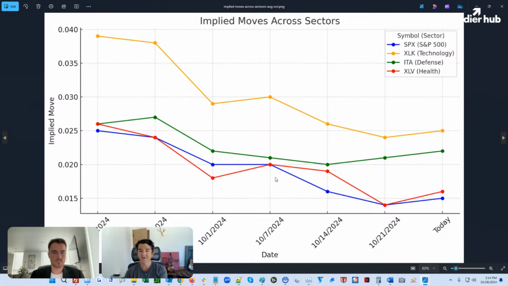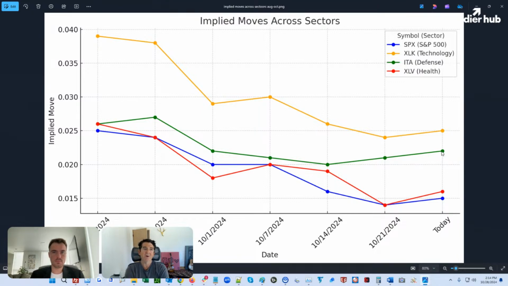So sectors, I think sectors are kind of interesting because in this line, what's really come down is tech. It has come down from almost 4 to 2.5. So that's pretty low in my estimation. But defense has remained relatively constant, right around 2.2 to 2.5. So I think that's pretty interesting.